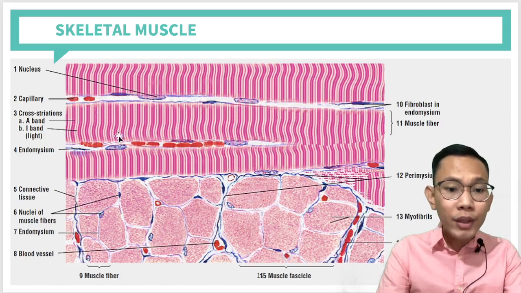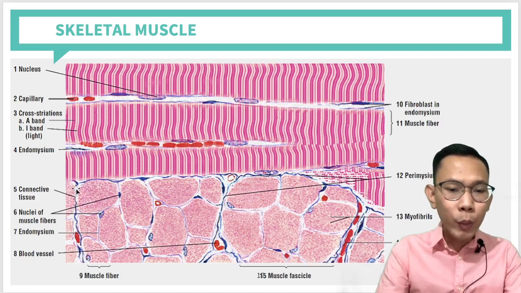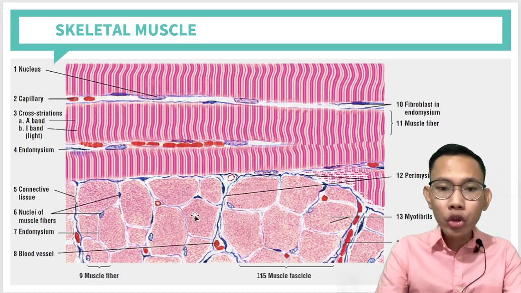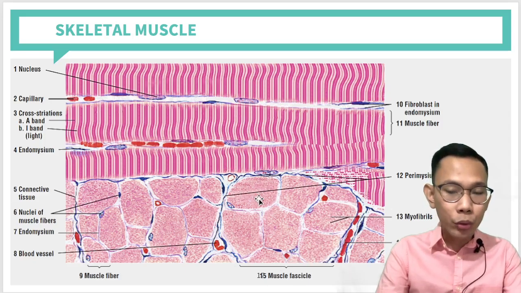Again, this is the cross section or transverse section of the skeletal muscle of the tongue. We can see connective tissue and the nuclei of your muscle fibers, which, as you can see, are located peripherally. We have your endomysium and the presence of blood vessels. We have your perimysium that surrounds the muscle bundle. Then we have your myofibrils located in each muscle fiber and the presence of capillaries. Again, this is your muscle fascicle, which is surrounded by your perimysium.